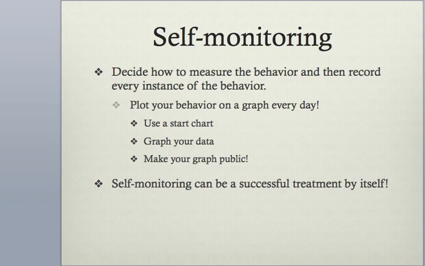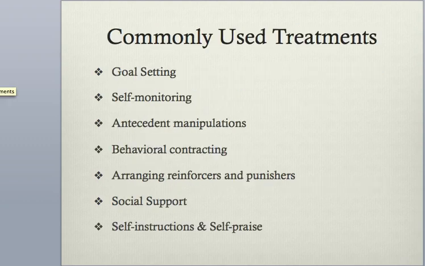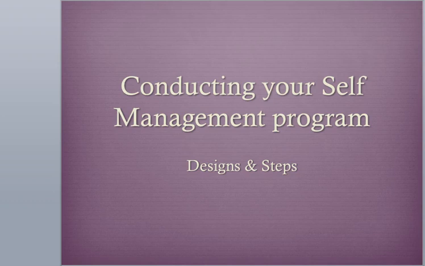Okay, I'm going to go back here to commonly used treatments. We've talked a little bit about antecedent manipulations and manipulating prompts and cues. I may have us doing behavioral contracting in class. We've talked about reinforcers and punishers and self-support. And giving yourself self-instructions and self-praise means that every day you get up and you maybe read a little quote to yourself that says what your goal is and a positive statement about your ability to achieve it.